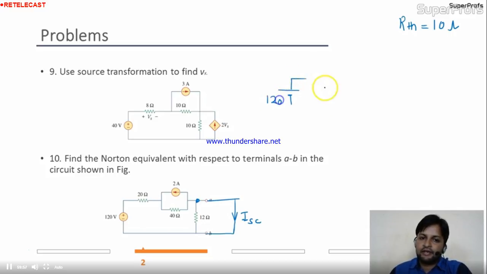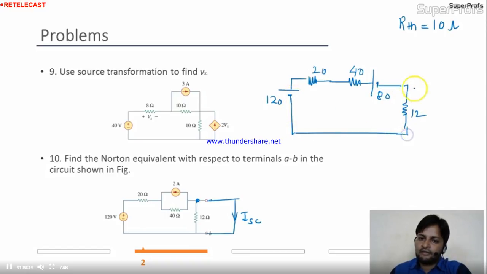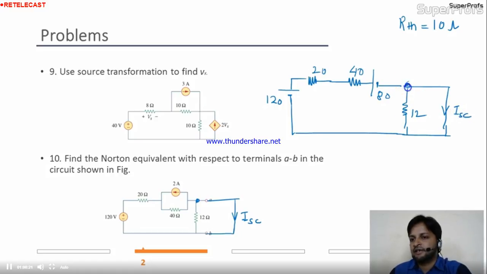This is 120. This is 20. Here the circuit will be like 40, and this is nothing but 80. Here this is 12. The circuit is reduced like this. In this I am having the short circuit current. Is it okay? Now this is 0. This is 0 also, because this point is directly connected to the ground. So I'll apply nodal analysis over here.